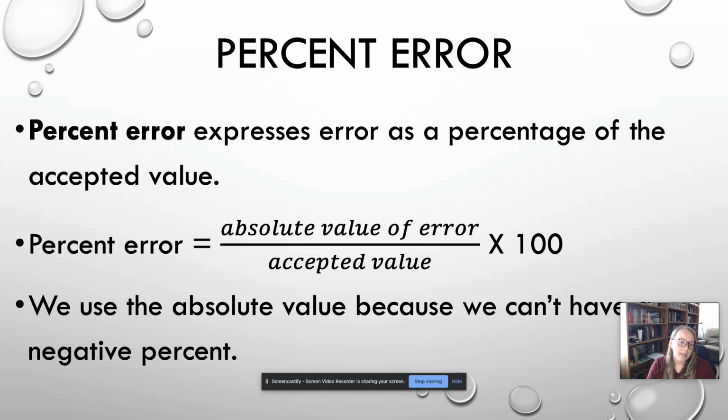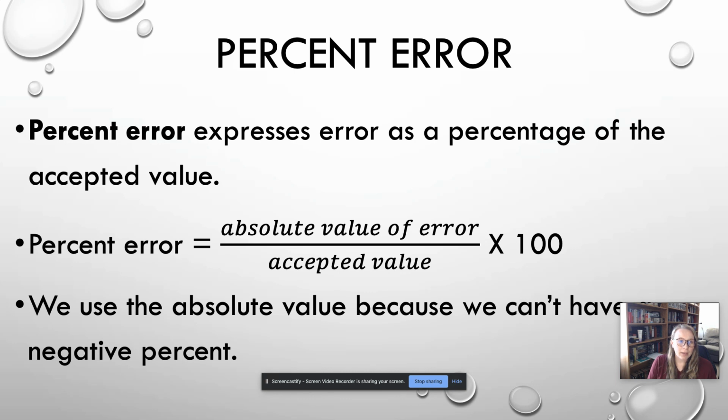The reason that we say the absolute value of error is because we can't have a negative percent, right? If I say I ate 50% of a pie, you all kind of have an idea of what happened. If I say I ate negative 50% of the pie, y'all are going to look at me like I've been crazy. Okay, so we just say absolute value of error.